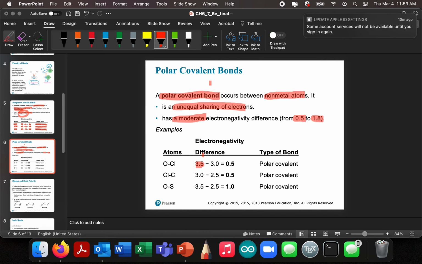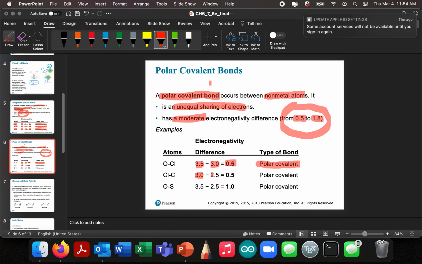The electronegativity of oxygen is 3.5. The electronegativity of chlorine is 3.0. And so the difference is 0.5, right, which is between 0.5 and 1.8. And so we're going to say, okay, they're not being shared evenly. It's polar covalent, okay?